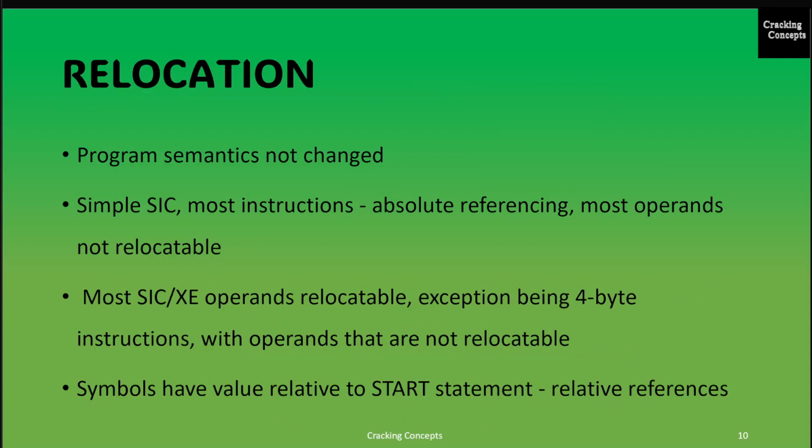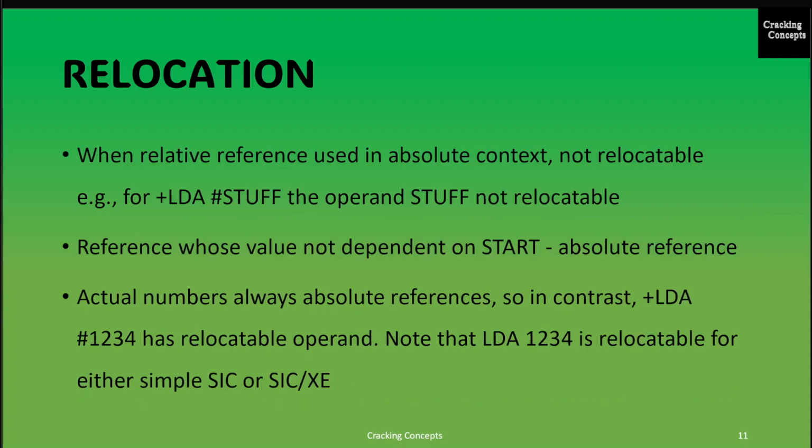Now we look into what relocation is. Relocatable means it refers to something that can be moved without adjustment. That is, the program semantics are not changed by moving the item. For simple SIC, most instructions use absolute referencing, and so most operands are not relocatable. In contrast, most SIC/XE operands are relocatable, the exception being the 4-byte instructions, which usually have operands that are not relocatable. Symbols such as the statement labels and self-defining literals have a value that is relative to the start statement. These are called relative references.